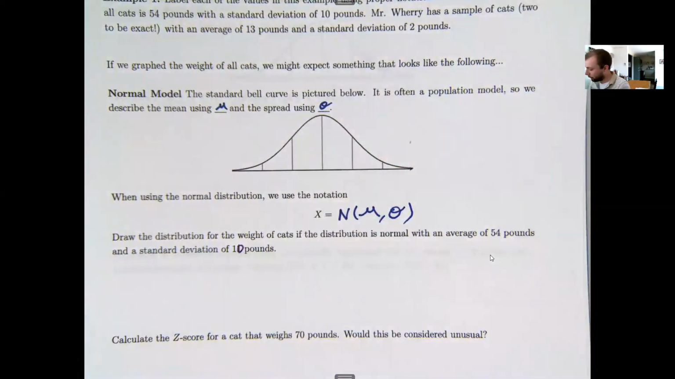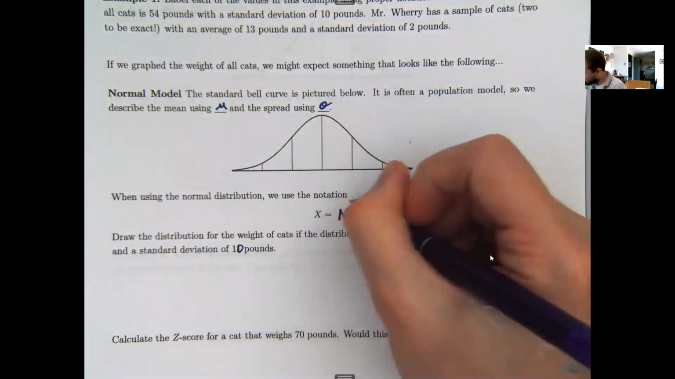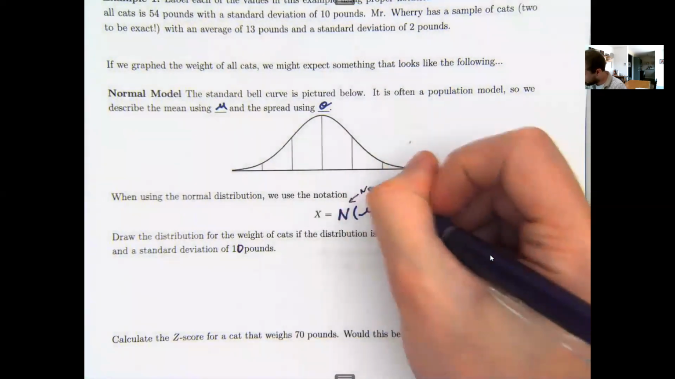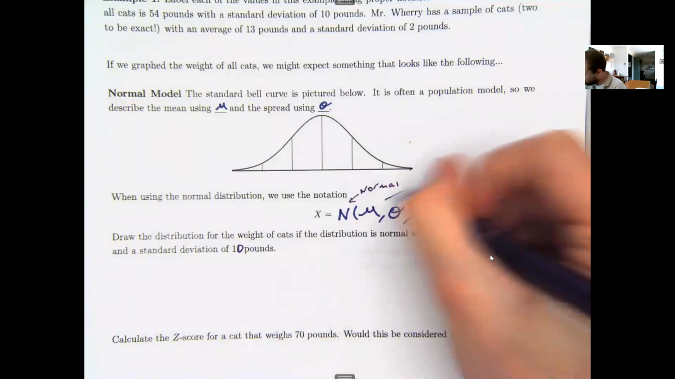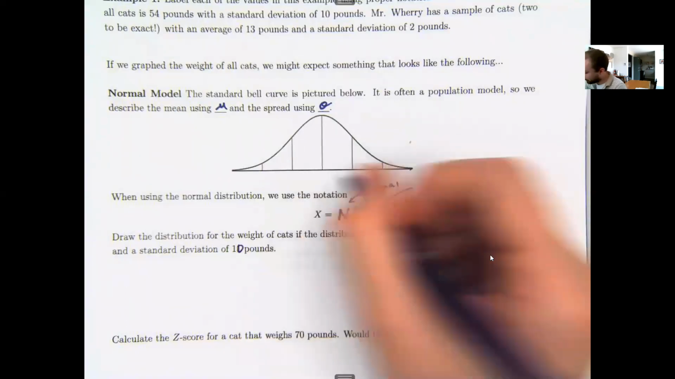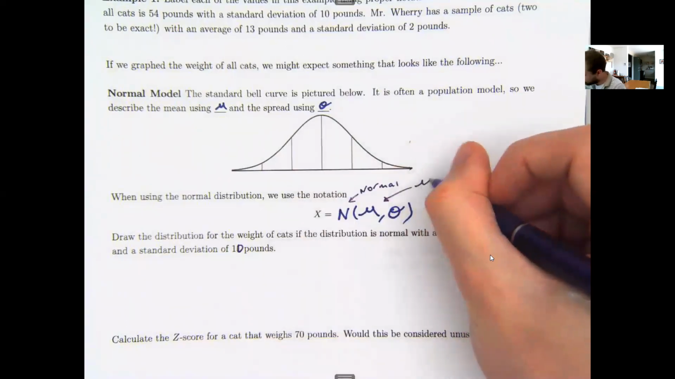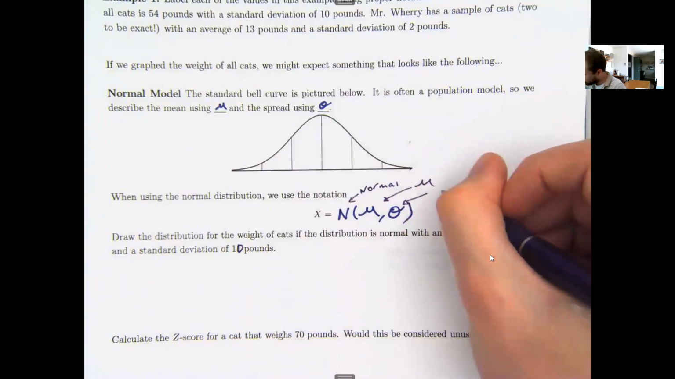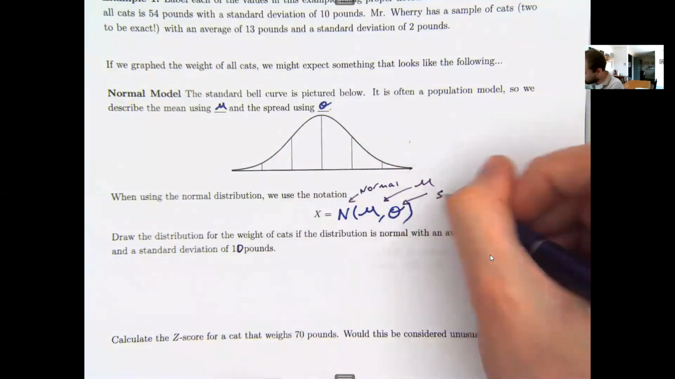So this notation will tell you N for the normal distribution. Mu, this is the middle of your curve. And sigma, this is your standard deviation.